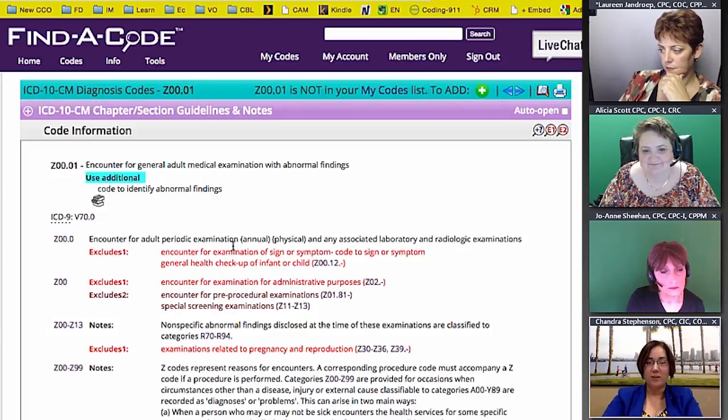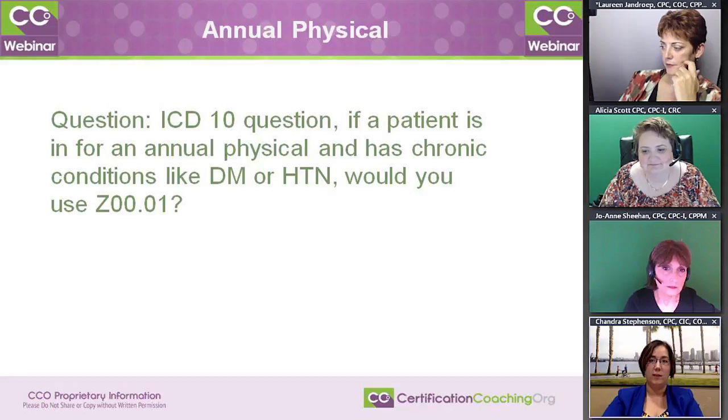They come into a preventive exam, we knew they had hypertension, we knew they had diabetes, we knew they had whatever. Even if we write them a script to refill those meds, it's not that we found something abnormal during this exam. It's simply that we gave them a script for their chronic conditions.